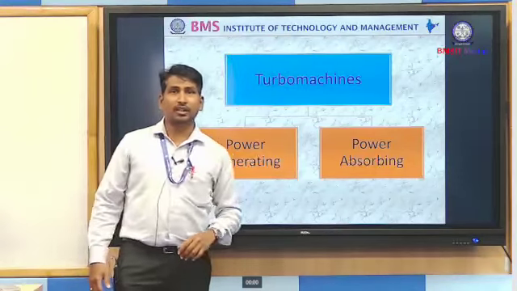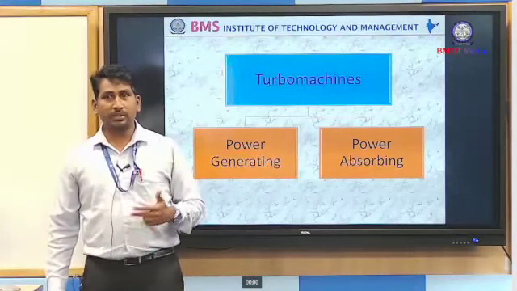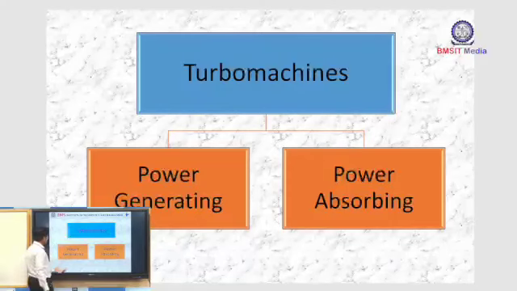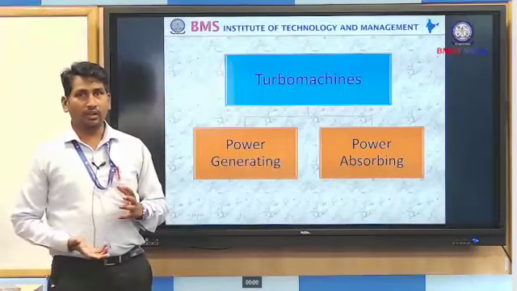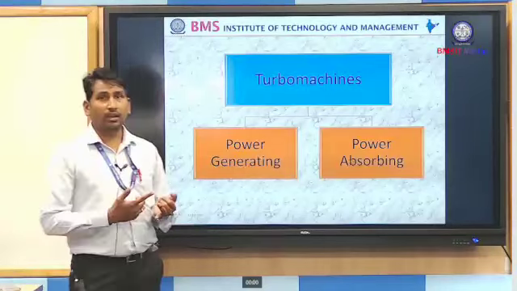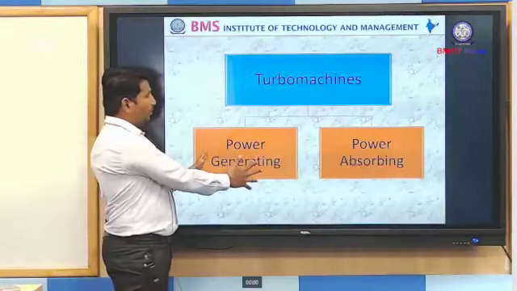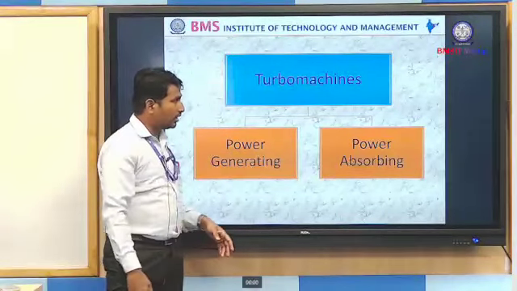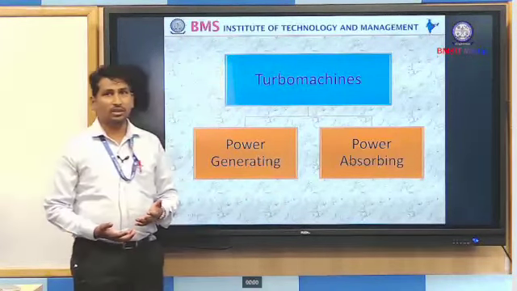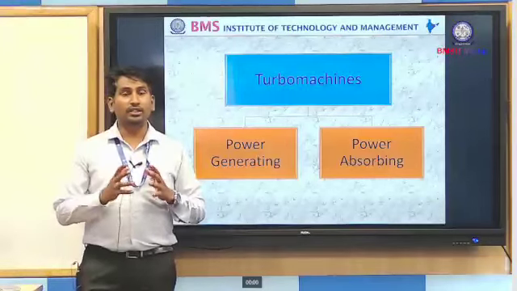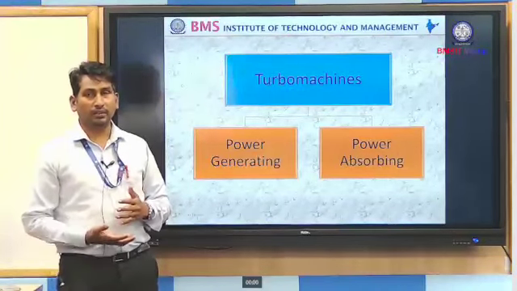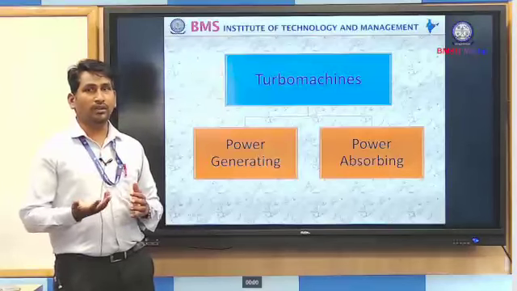Classification of turbo machines. Turbo machines are generally classified as two types. One is power generating turbo machine, the other is power absorbing turbo machine. As the name indicates, power generating turbo machines are the devices used for generating power. As earlier discussed about the turbine, windmill, gas turbine, hydraulic turbine, steam turbine, all these categories will be picked in the power generating machines. Power absorbing machines are those machines which interact with the fluid, but absorb electricity to interact with the fluid and the energy will be given to the fluid.